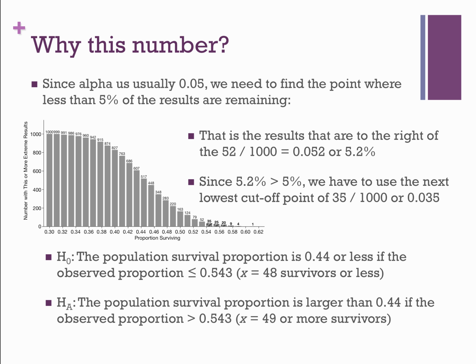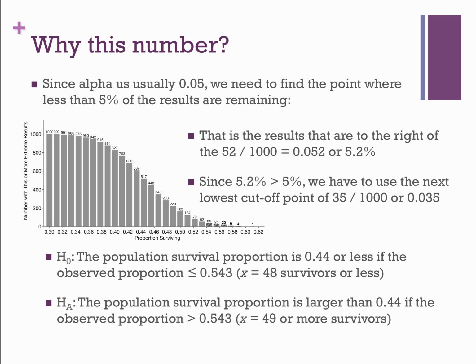If you take a look back at the descending cumulation of our experiment, if we usually use an alpha of 0.05, we need to find the point where less than 5% of the results are remaining. That would be 50 out of 1,000. We actually don't have that number. We have 52, and then the next one is 35. Well, 52 is actually 0.052 or 5.2%, and that's bigger than our standard alpha. So we have to go with the next lowest cutoff point, which is 35 out of 1,000, or 0.035.